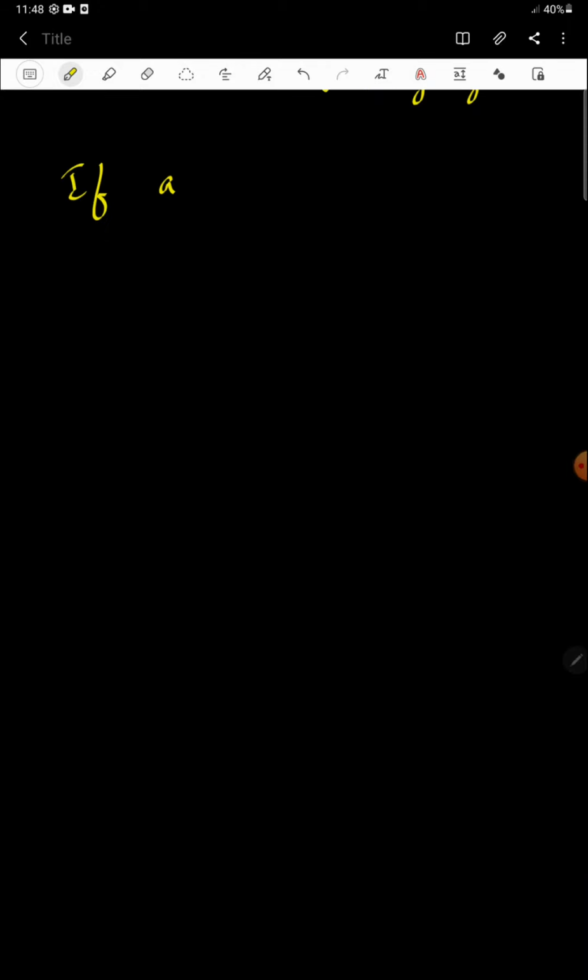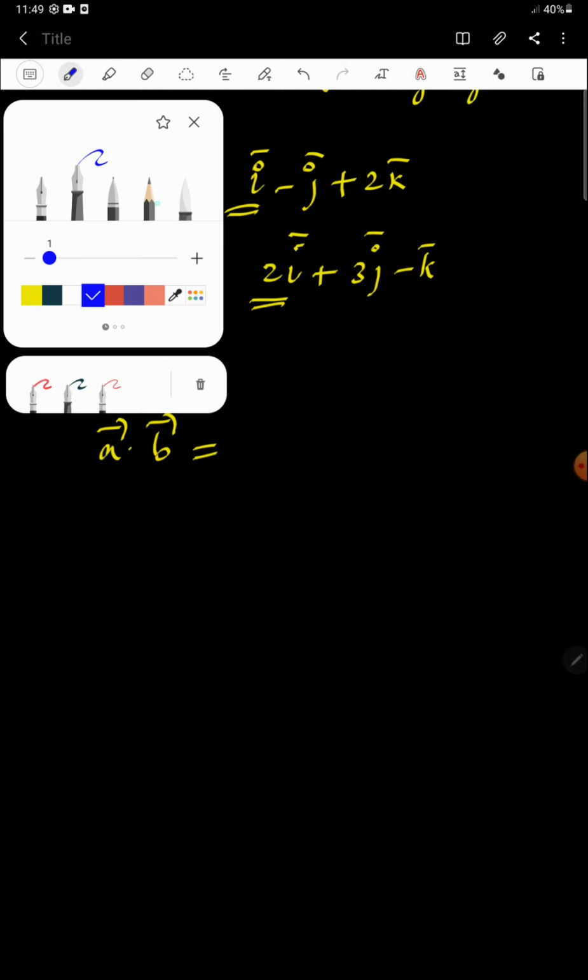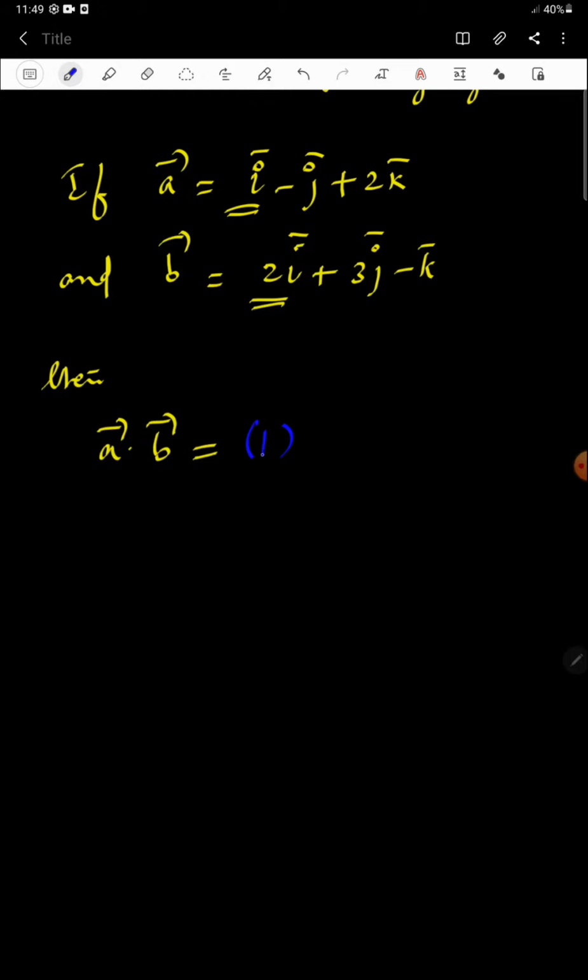Suppose I have the vector A equal to i minus j plus 2k, and vector B is 2i plus 3j minus k. Suppose these are A and B, then A dot B is component wise multiplication. So whatever coefficient is there, that coefficient and this coefficient will multiply. I'll change the color to make you clear about it. That 1 and this 2, these are coefficients of i multiplied together, then plus.